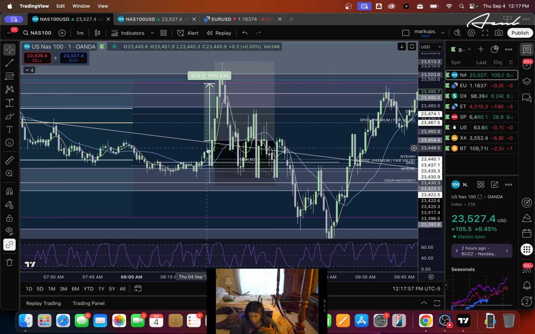I hope that was helpful, and that the logic makes sense. Also, you can see the overnight point of control, or actually this would be the New York session point of control, fair value, and all of these markups here served as a support level for price.